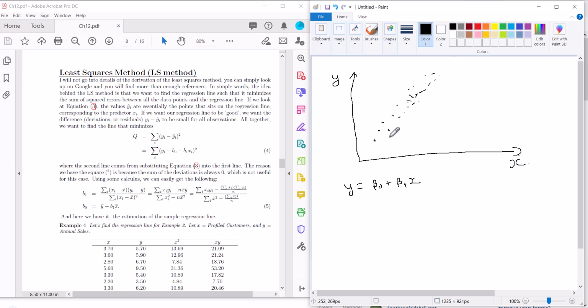Now there are a lot of choices for this line. You can have a line that looks like this, or you can have a line that looks like that, or like that. Just by looking at this, you see that obviously the line that I drew first, compared to the green and the red lines, is the better one. So why is that? The least squares method is based on this principle.